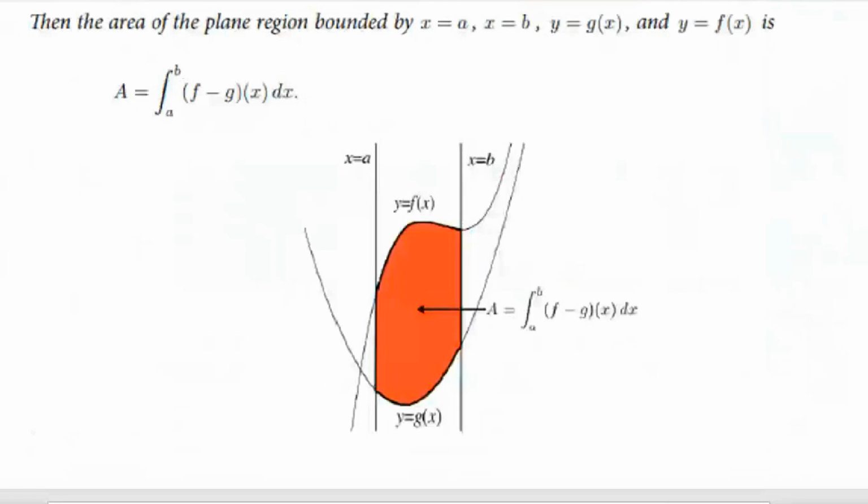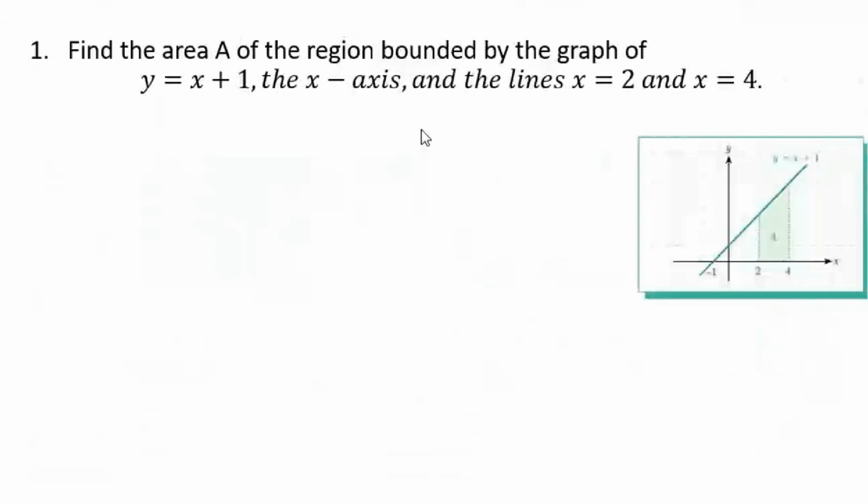Now let's try to use these formulas or concepts to solve the problems. For number one, find the area A of the region bounded by the graph of y equals x plus 1, the x-axis, and the lines x equals 2 and x equals 4. The lines x equals 2 and x equals 4 refer to our limits or boundaries, a and b. The shaded portion here is the area bounded by the graph. We have the equation y equals x plus 1.